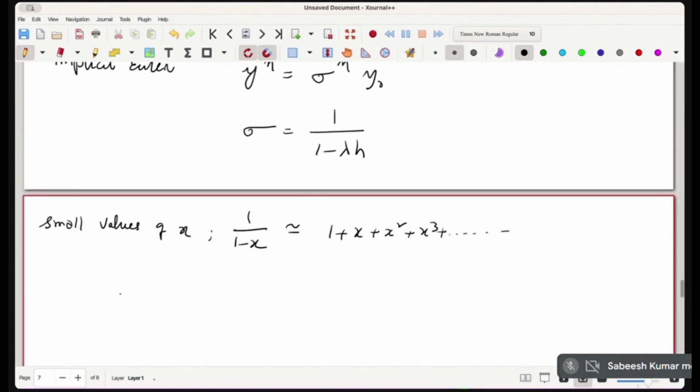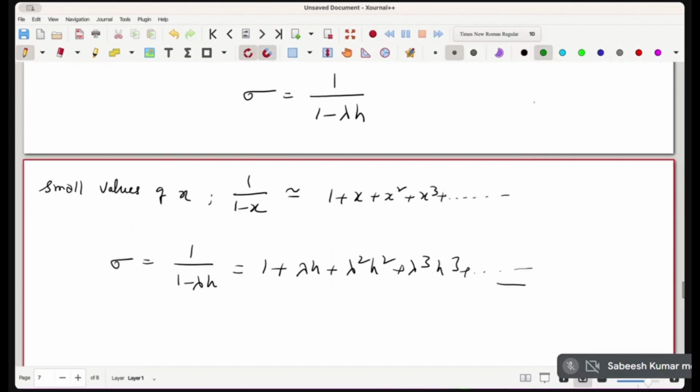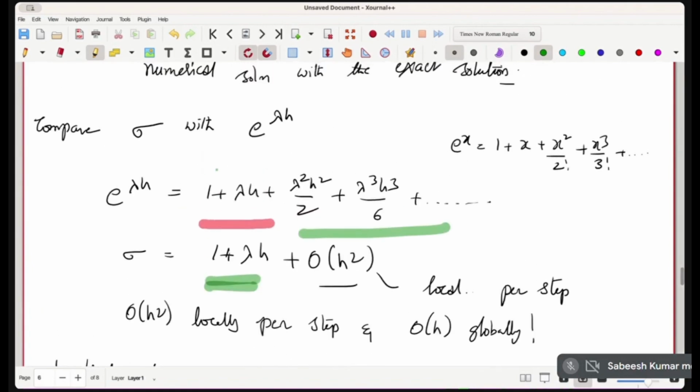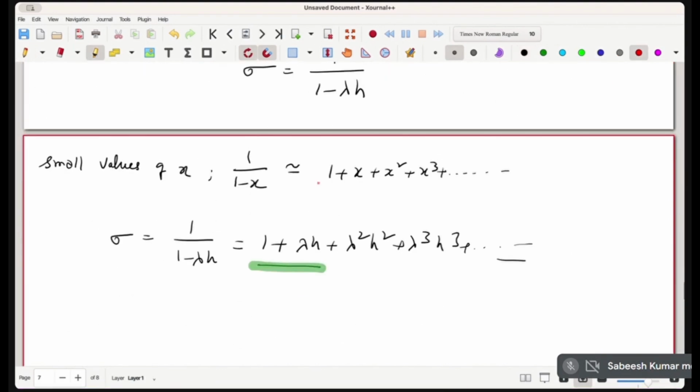Okay, so that is the expansion. That means I can write my sigma for the implicit Euler method as 1 by 1 minus lambda h, which can be written as 1 plus lambda h plus lambda square h square plus lambda cube h cube and so on. As we can see again in this case, 1 plus lambda h is there in the numerical solution as well as in the exact solution, whereas the moment you go to the remaining terms from lambda square h square by 2 onwards, it doesn't match. It has a term, but it is still lambda square h square instead of lambda square h square by 2. So as a result, it doesn't match.